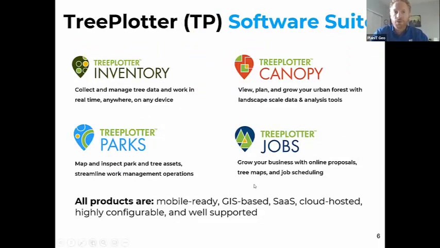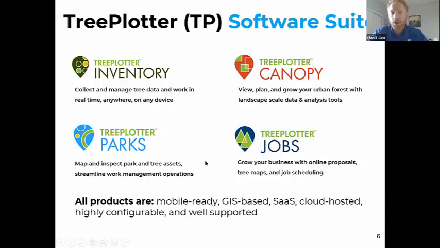I'm just going to quickly go over the 4 different products that we have in the software suite. Today we're mostly going to focus on TreePlotter Inventory, and I'll just briefly show some information about Canopy, TreePlotter Parks, which is still relatively new, and then TreePlotter Jobs, which is not available yet in the UK. It's not available, I should say, outside of the US for right now. It's brand new, and it's for private tree companies, tree surgeons and such, doing basic tree inventories, electronic estimates and proposals, work orders, and job scheduling. So that's more of a private sector product that, again, is not available yet in the UK.